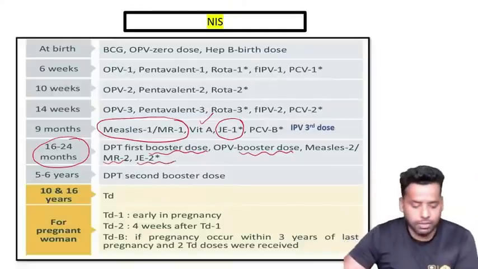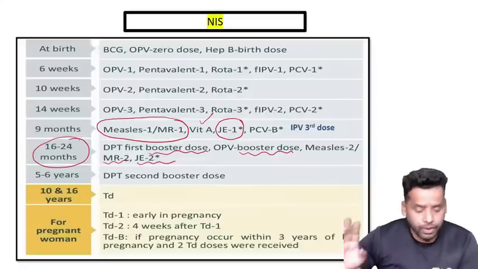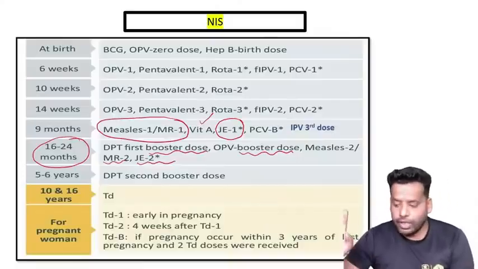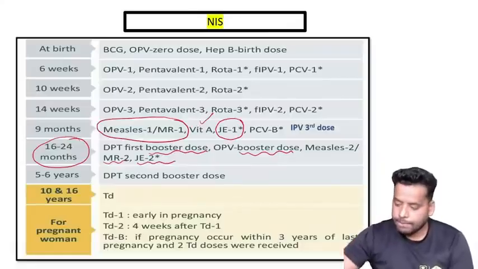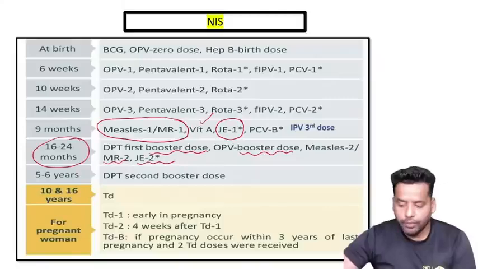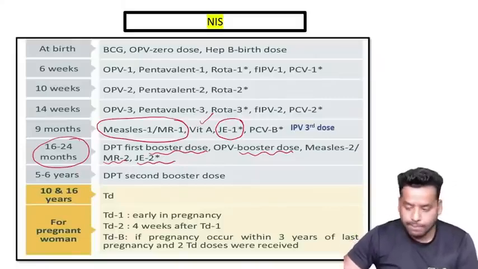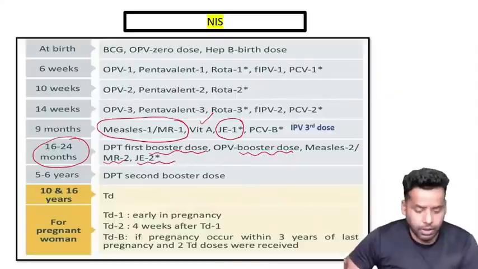Some states call it a booster. So listen, when is MR second dose given? 16 to 24 months. So how many doses of MR are there in the schedule? Answer my next question. How many doses? Yes, 2 doses, MR1 and MR2.